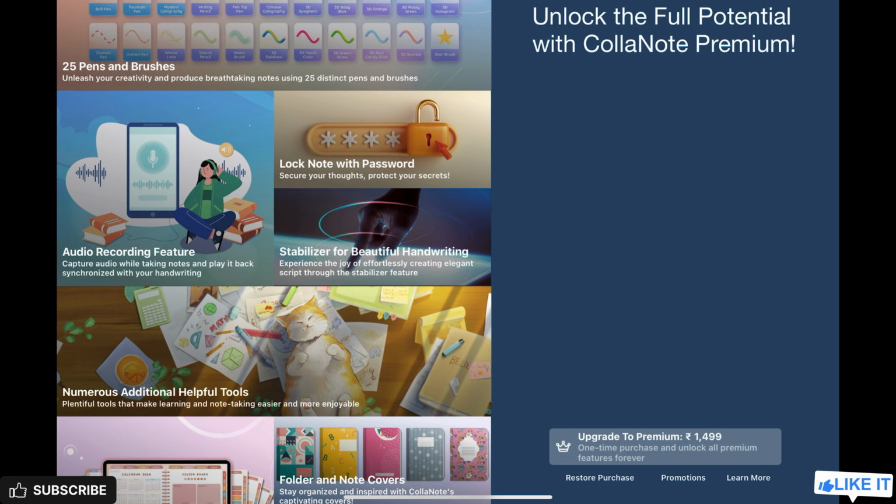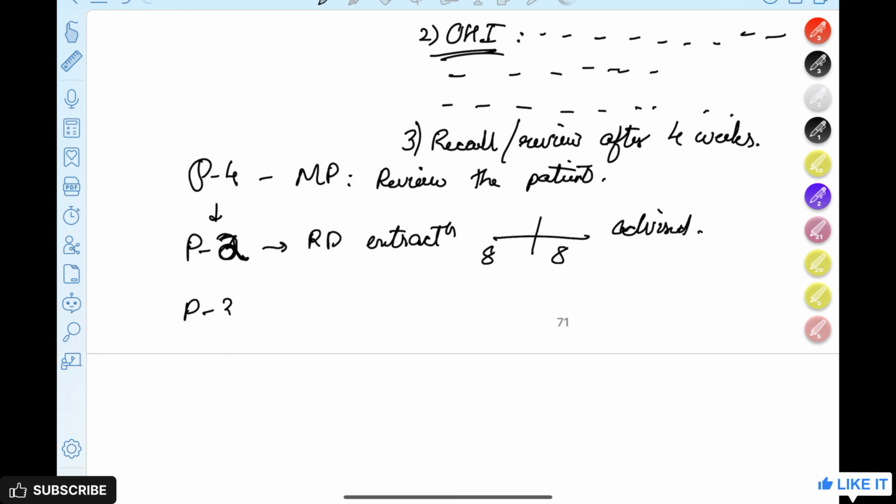Next we have phase 3, that is occlusal caries or restorative phase. Write the name of the phase. What is the name of the phase? Maintenance phase, restorative, surgical phase, restorative phase.